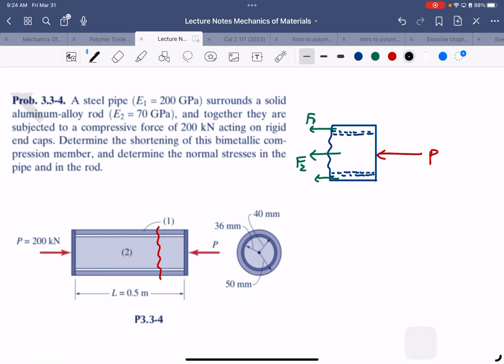Now from here, we get that F1 plus F2 plus P is equal to 0. This is from just a normal free body diagram. So F1 plus F2 is negative P.